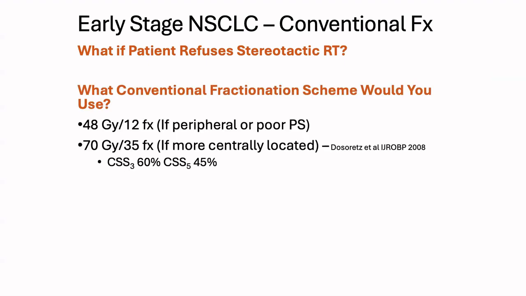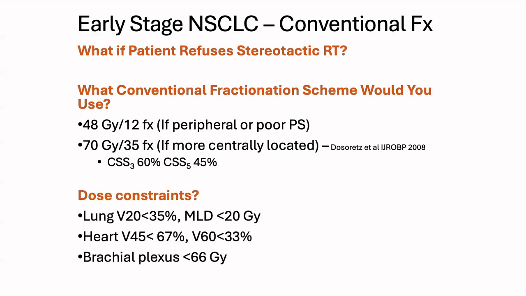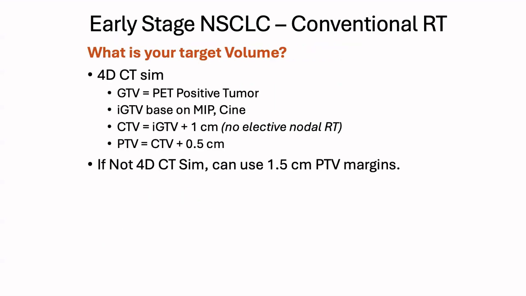If the patient refuses stereotactic radiation approaches, a more conventional approach could be used, even something like 70 gray in 35 fractions, which of course would have somewhat different dose constraints. The target volume would look very, very similar. So you still want to have a 4D CT if you can, ideally not breath hold, because then they'd have to hold their breath for quite a long time, over a period of 7 weeks.